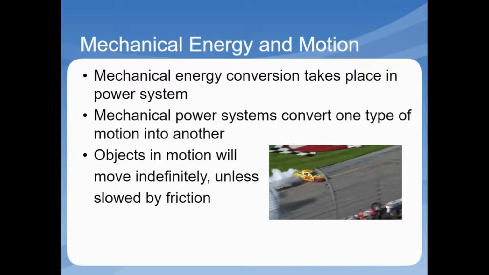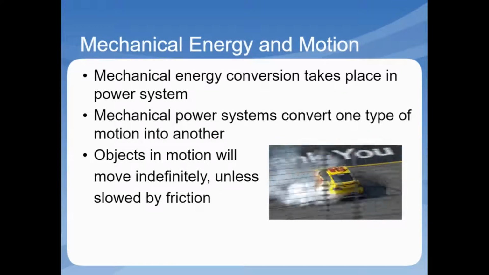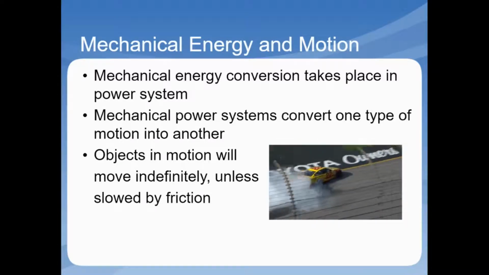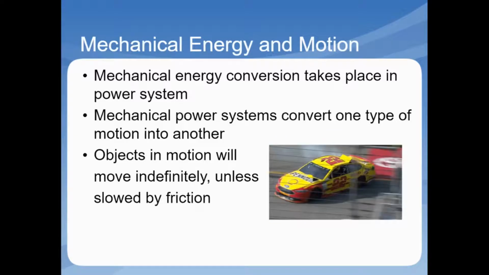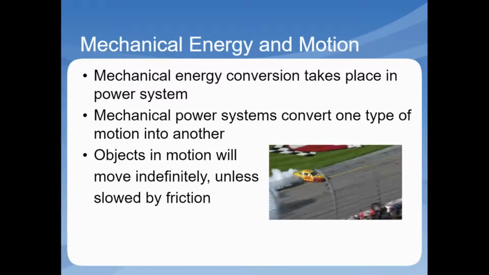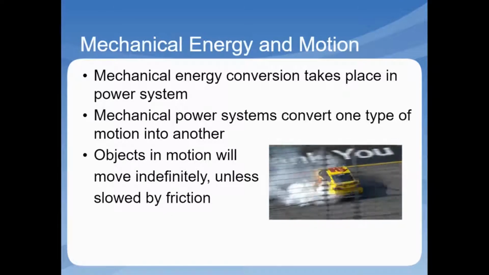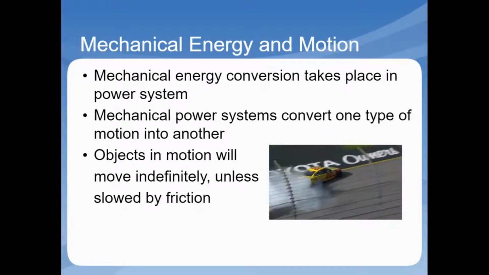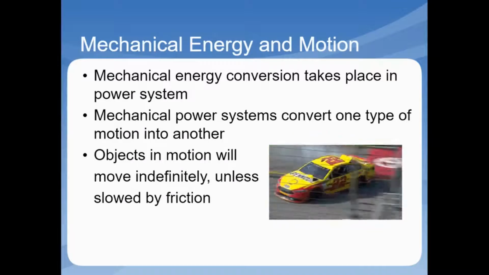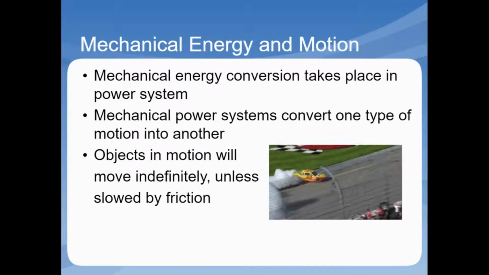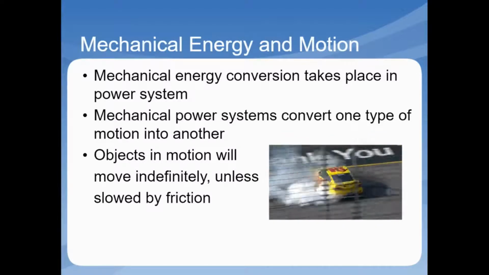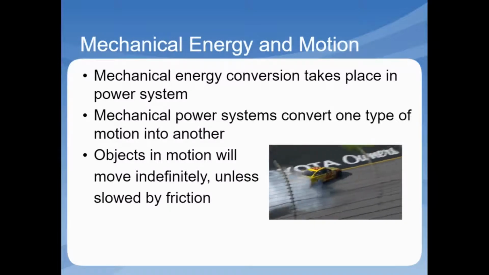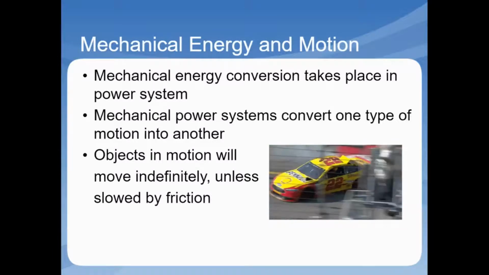Mechanical engineers are concerned with conversion of energy using mechanical means. The conversion of mechanical energy often takes place in power systems. Power systems take energy and convert it into power to accomplish work. Many times, this conversion process uses multiple power systems to convert the energy into useful work. Power systems can be electrical, fluid, or mechanical. Mechanical power systems use one of 6 different types of motion, which we will talk about in a moment. But it is important to remember that objects in motion will move indefinitely unless slowed by friction.